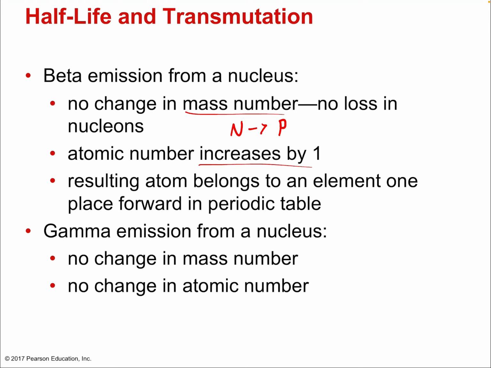So the resulting atom belongs to an element 1 place forward in the periodic table. Very interesting, right? And gamma emission from a nucleus means no change in mass number or atomic number. It's only the leftover excited state from another decay, and it's just that high energy. The only reason we really care about gamma emission so much, not because it's so interesting in terms of transmutation, it's just because it's so darn harmful, as we talked about, because those gamma rays are so hard to stop.